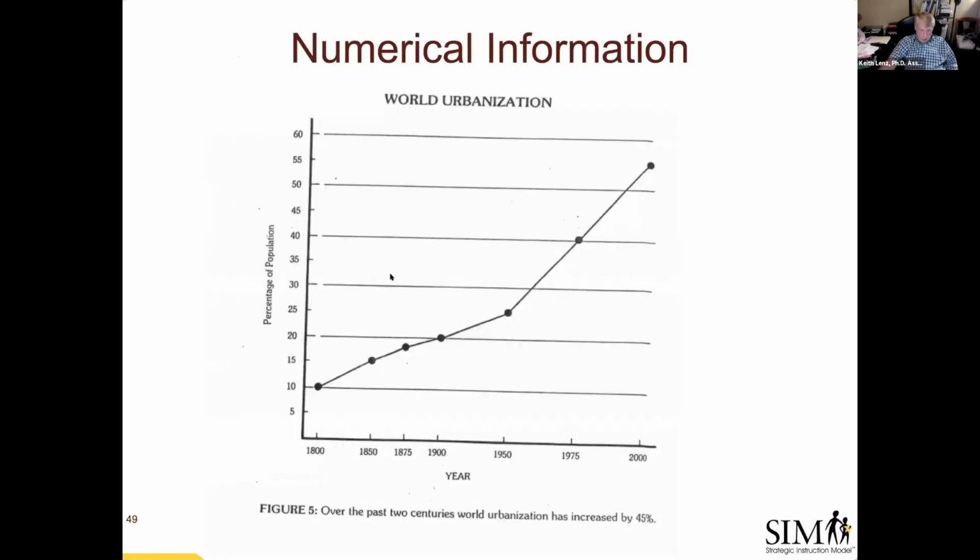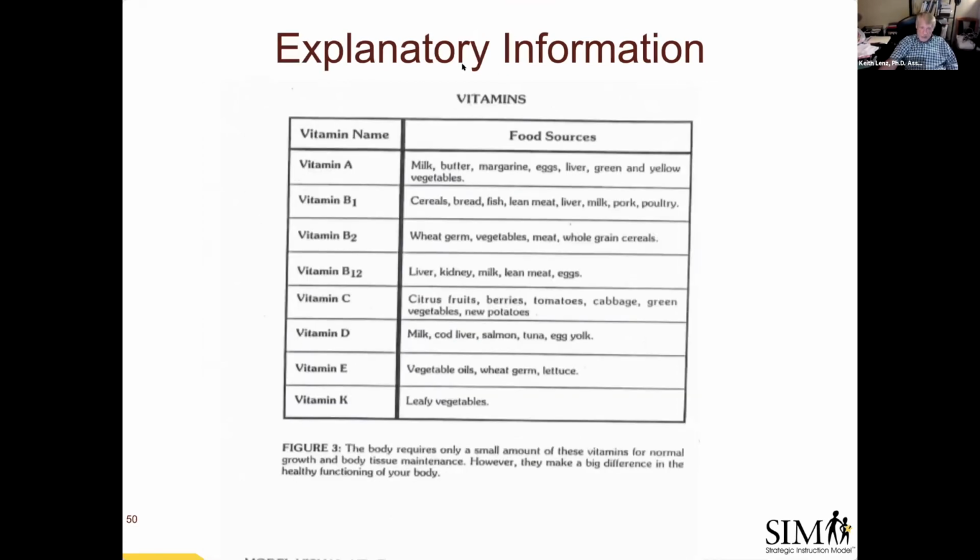This is numerical. It's showing numerical information about a population over a period of years. Here's explanatory information. Here we really don't have numbers at all. It's talking about the sources and the kind of vitamins we get from each one. So we have one example of explanatory and one example of numerical.